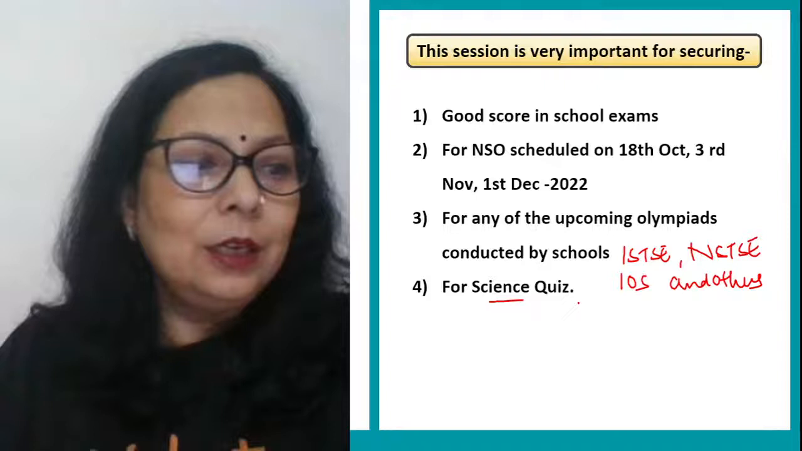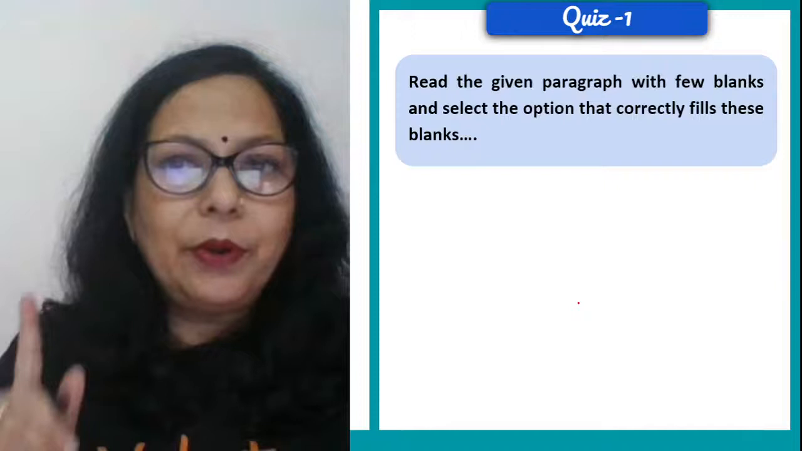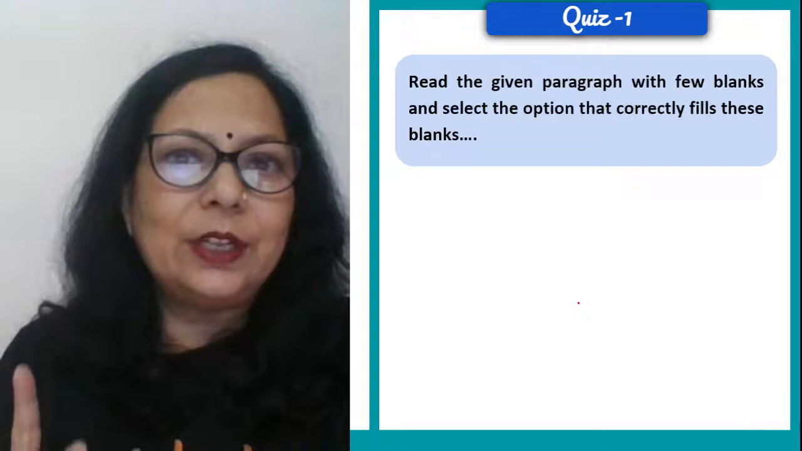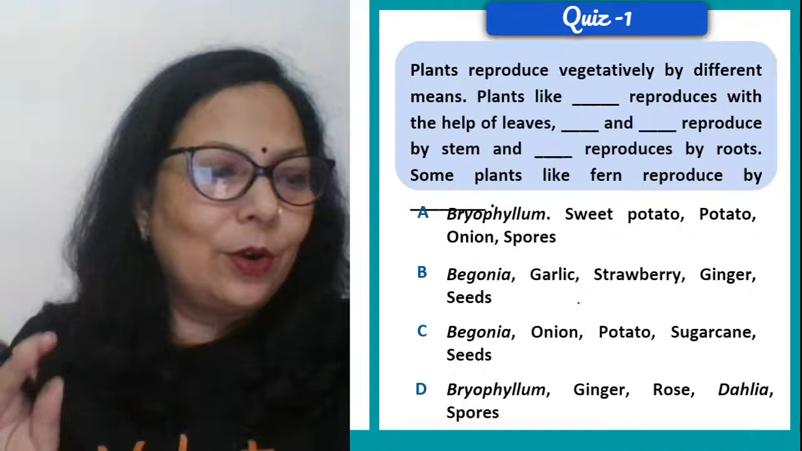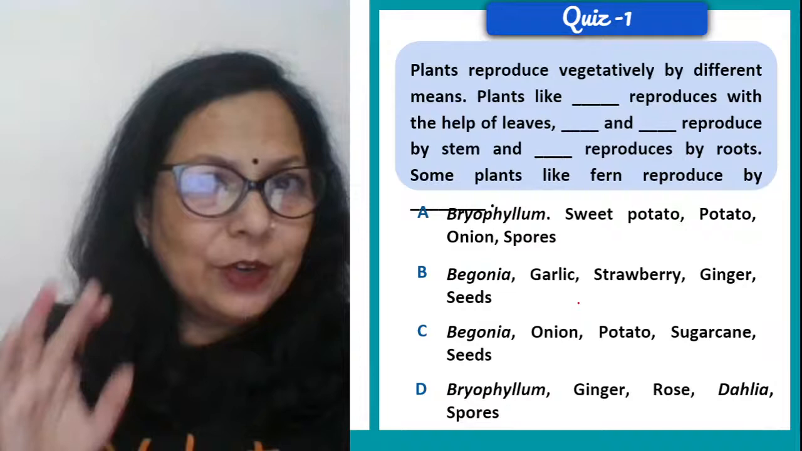Right. So first of all, quiz number one. Read the given paragraph and you will write your score, who got it right. Read the given paragraph with a few blanks and select the option that correctly fills these blanks. You have to be honest in telling me whether your answer was right or wrong. I can't hide the answers here, whosoever writes on the chat, but you also think about the answer. And you answer only when I tell you to answer it. Okay, first read the question carefully.